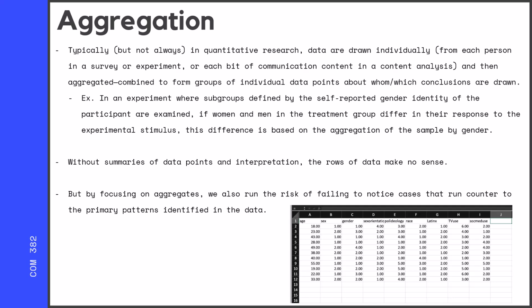So for example, let's say there was an experiment where there were subgroups defined by gender identity of the participants. And if men and women respond differently, then the difference is based on the aggregation of the sample by gender. If we don't aggregate and do these summaries of data points and interpretation, this data that we have, like a bunch of rows, just doesn't make any sense. However, by focusing on aggregates, there is a downside that we could fail to notice exceptional or extreme cases. But in general, with most statistical analyses, we're thinking about aggregation.